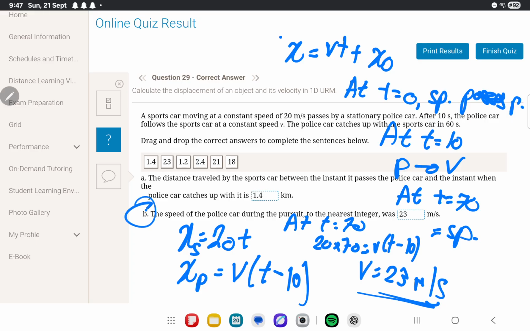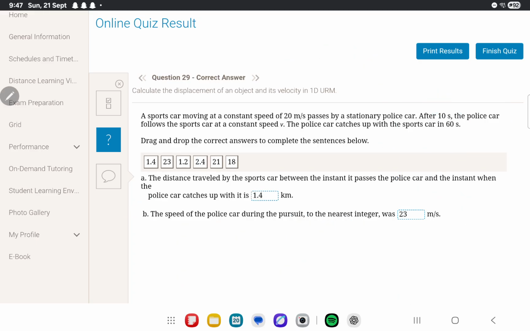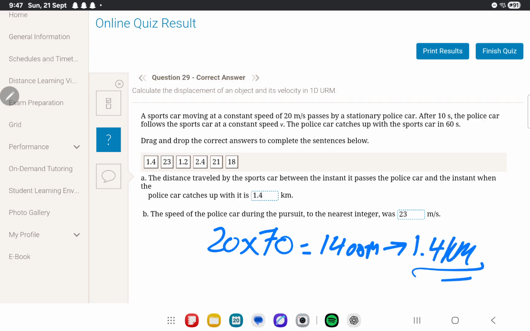Now, you can use 23 and substitute it into any of the two equations. We'll use the first one. Or wait, I found it. I found both of them in the same part. Remember when I got 20 times 70? Right, 20 times 70 is 1400 meters. But 1400 meters can be changed to 1.4 kilometers. And that's your answer for part A, and I found part B in the process.